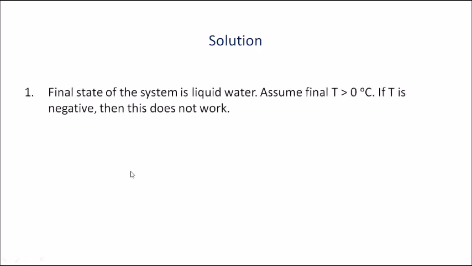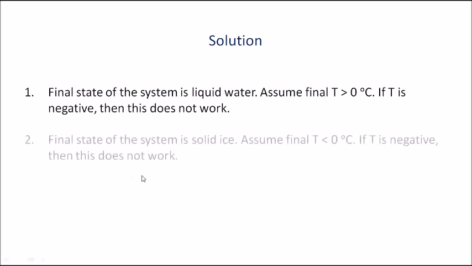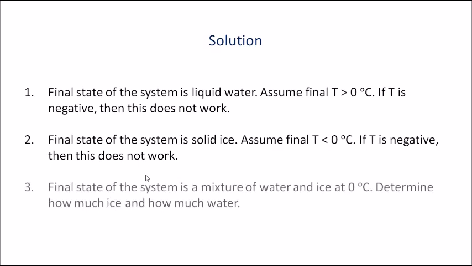You can begin by assuming that the final state of the system is liquid water at a temperature greater than 0 degrees Celsius. You can solve for T, and if it comes out to be negative, then your assumption about the final state of the system being a liquid is incorrect. Now, if you assume that the final state of the system is solid ice at a temperature less than 0 degrees Celsius, and on solving, T comes out to be positive, then again your assumption is incorrect and the final state of the system is a mixture of ice and water at 0 degrees Celsius. Your job is then to determine the amount of ice and amount of water which specifies the state of the system.